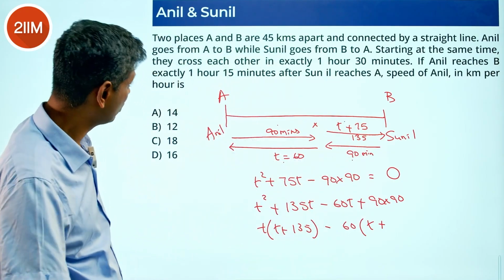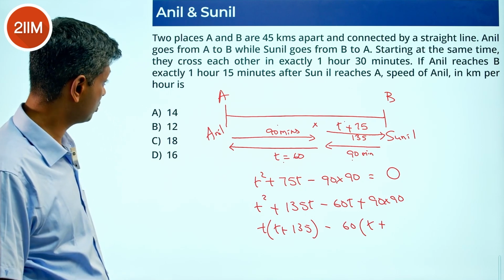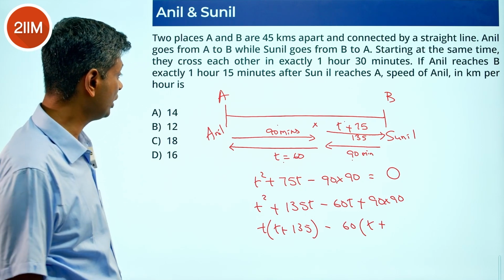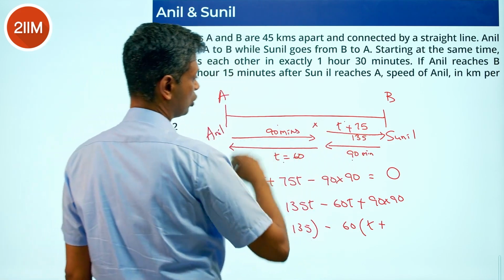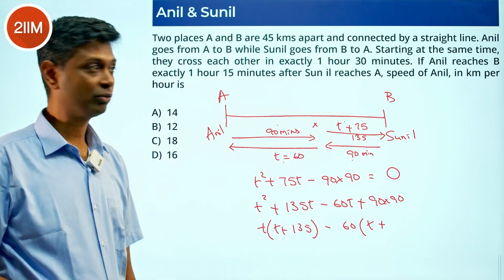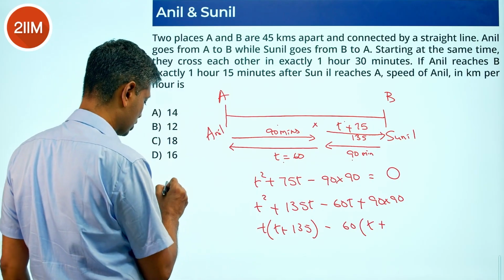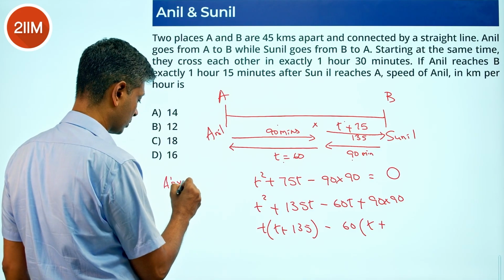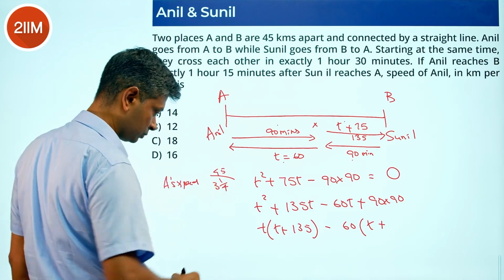This works really well. Speed of Anil in kilometers per hour. Anil totally takes 60 plus 135 minutes, 135 is 2 hours and 15 minutes, plus this 1 hour, so 3 hours and 15 minutes, 13 by 4 hours he takes. The distance traveled is 45 kilometers. Anil's speed is 45 by 13 by 4.